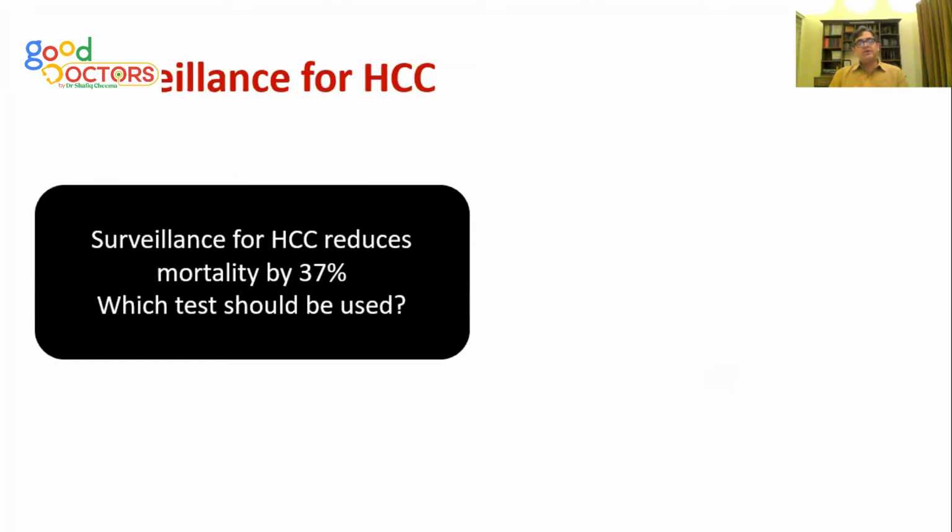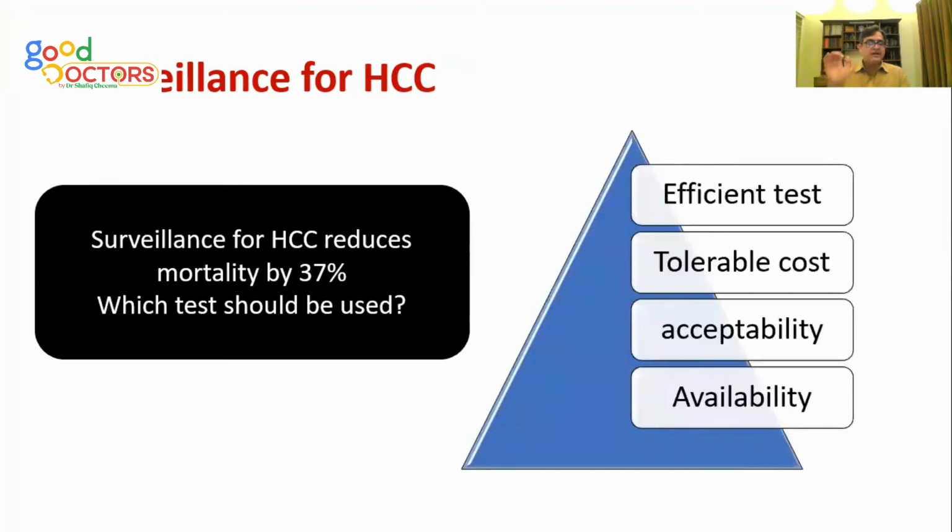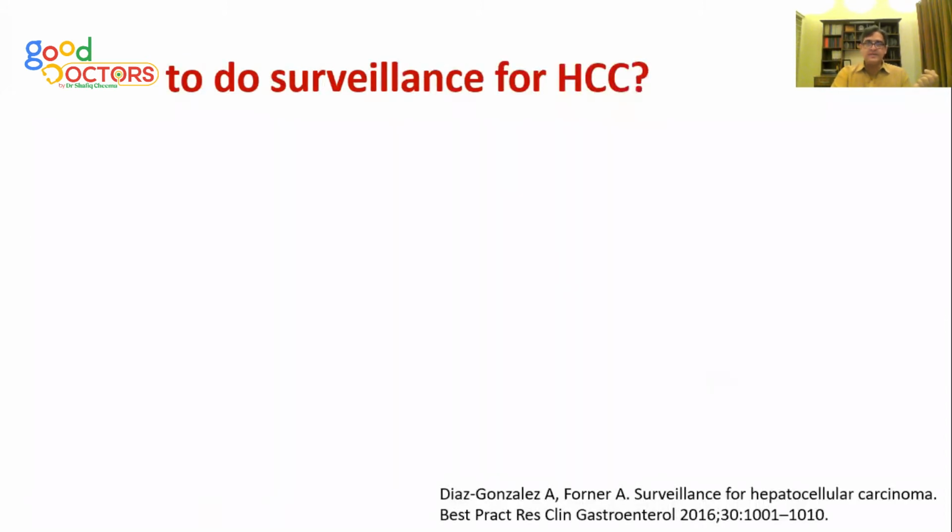The next question will be, okay, we have to do surveillance in a select group of patients. How to do the surveillance? Which test should be used? That test has to be an efficient test, has to be a tolerable test, has to be acceptable to the general population, and the availability of that test should be another factor that must be considered before recommending it for the surveillance of this particular cancer.